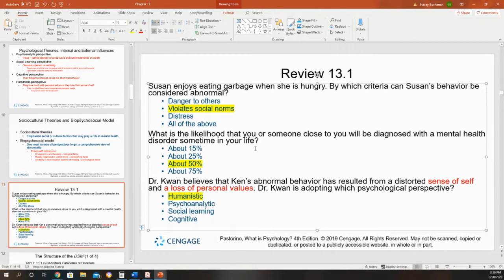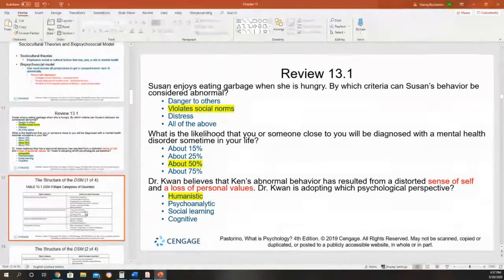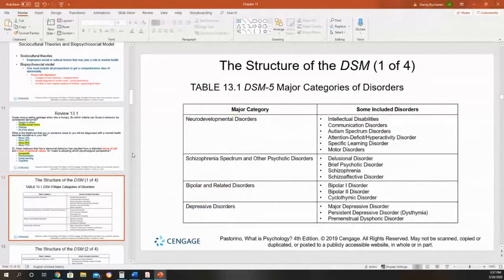Right, so that's section 1. We have a pretty good idea of what's abnormal, what's normal, and what different views people take in looking at abnormal and normal behavior. Now we have to talk about what's used to diagnose it. Well, that is known as the DSM. Before you get worried that you have to know every single one of these, no, I don't expect that. We're not going to talk about all these anyway. You just need to know the ones that we talk about within our book. This just shows you the categories that exist.